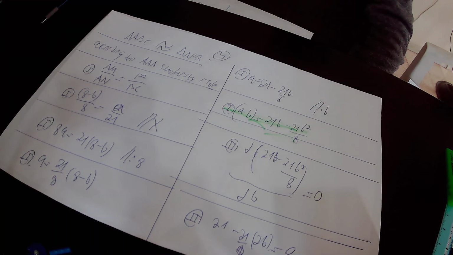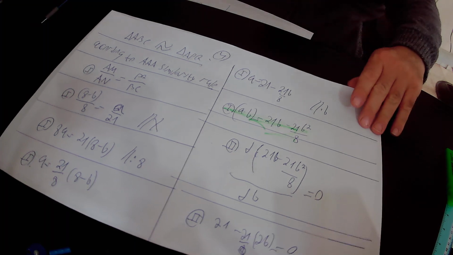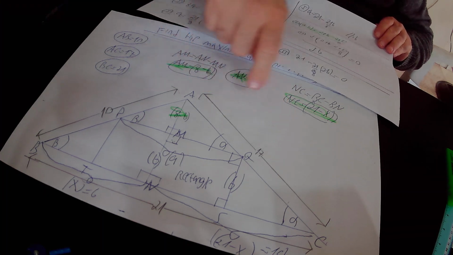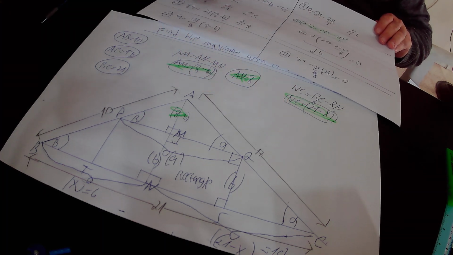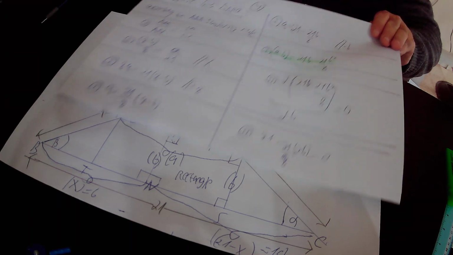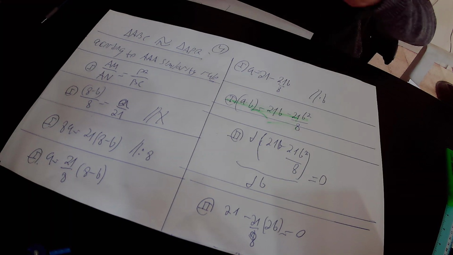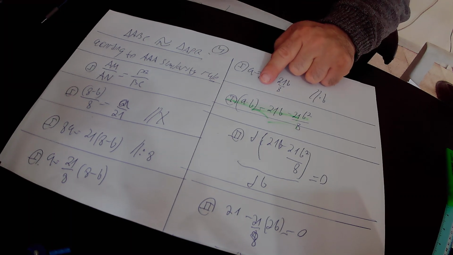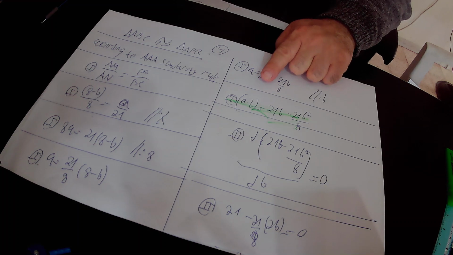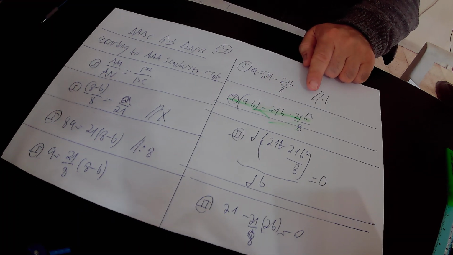So what is A times B? A times B is the area of this rectangle PQST. Why? Because A is the length, B is the width, and the length times the width is the area of this rectangle PQST. So according to equation 1, the area of rectangle PQST, that equals A times B, equals 21B minus 21B squared over 8.